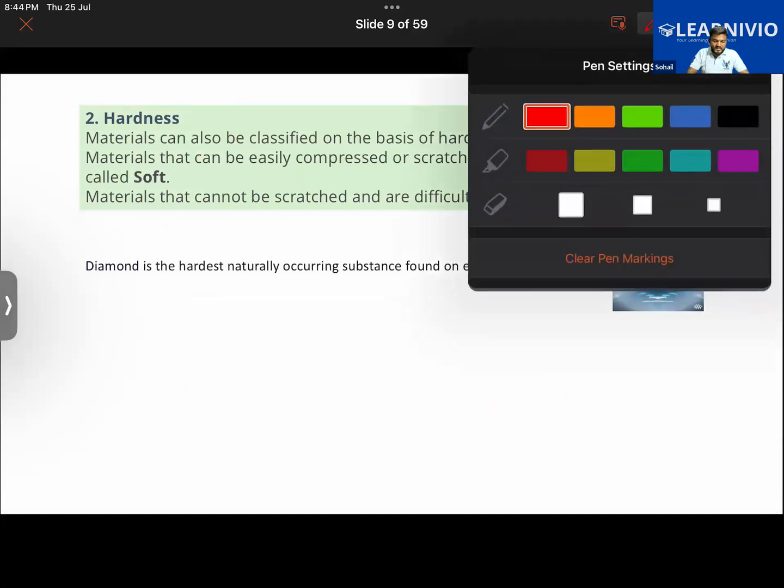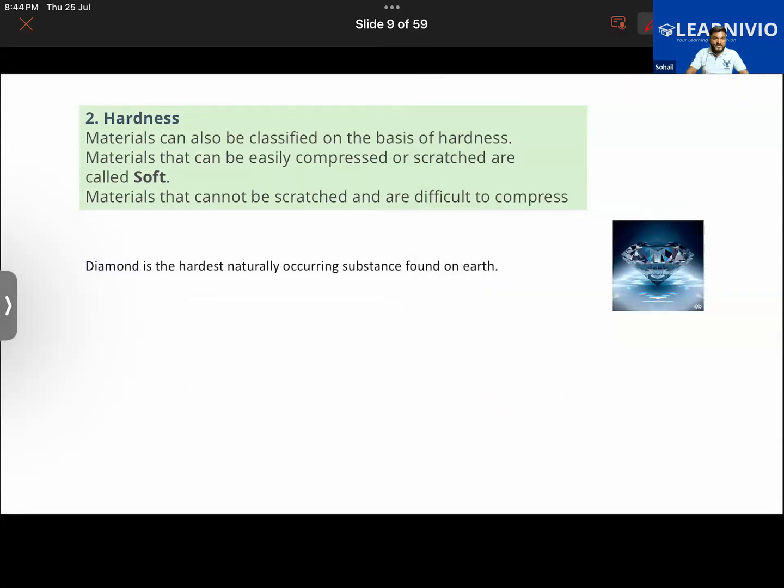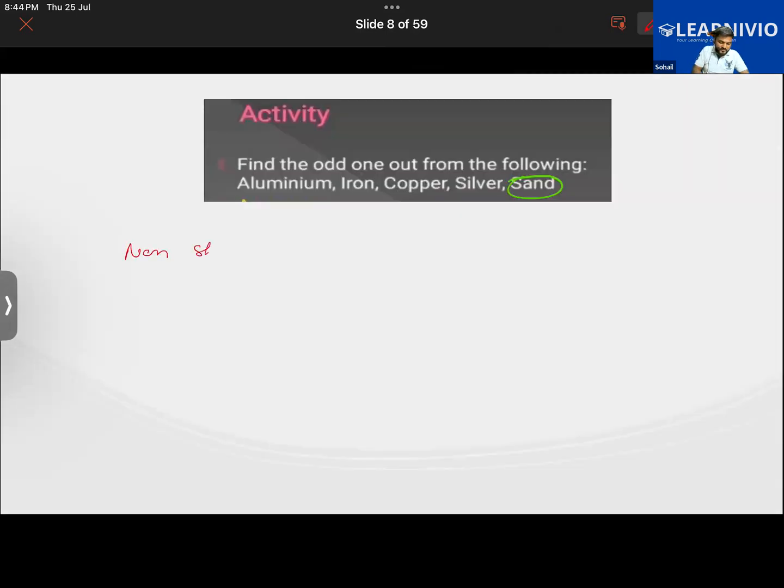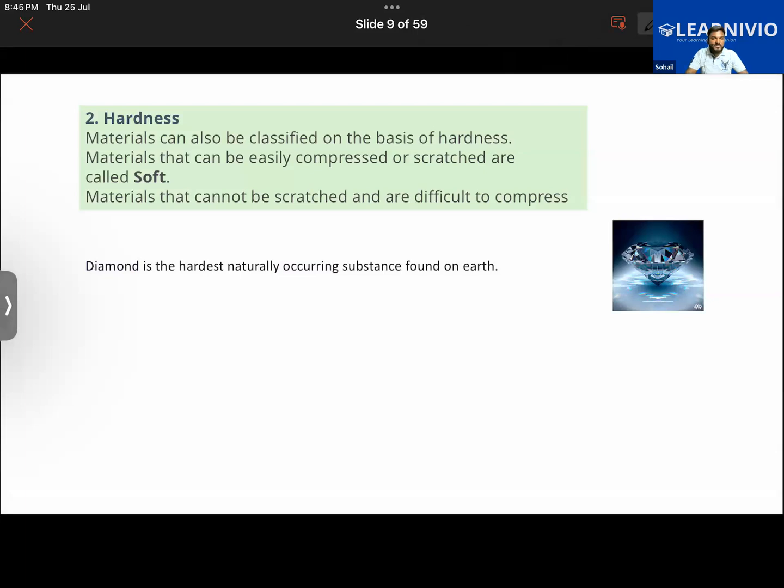So that was the first basis of classification based on appearance. We have shiny objects and non-shiny objects. Non-shiny objects are basically non-lustrous. We have plenty of examples like sand, soil, rock, etc. Glass can also be taken as one such example.